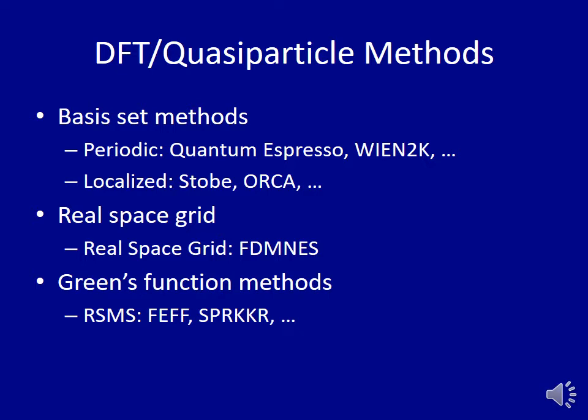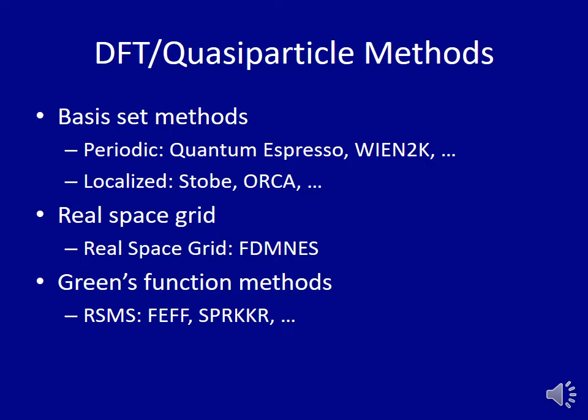Okay, so there are different ways to solve for the eigenstates of the system. You can use basis set methods to solve for those eigenstates, and you can use a real space grid, or you can not solve at all for those wave functions. You can solve instead for what we call a Green's function. And then there are different ways to solve each of these different things.